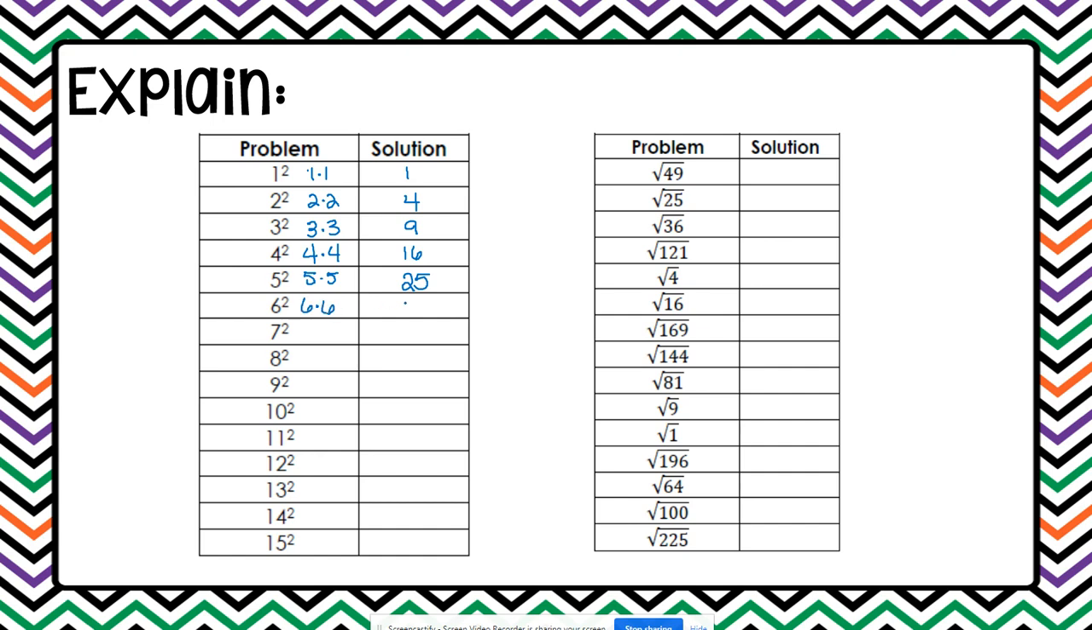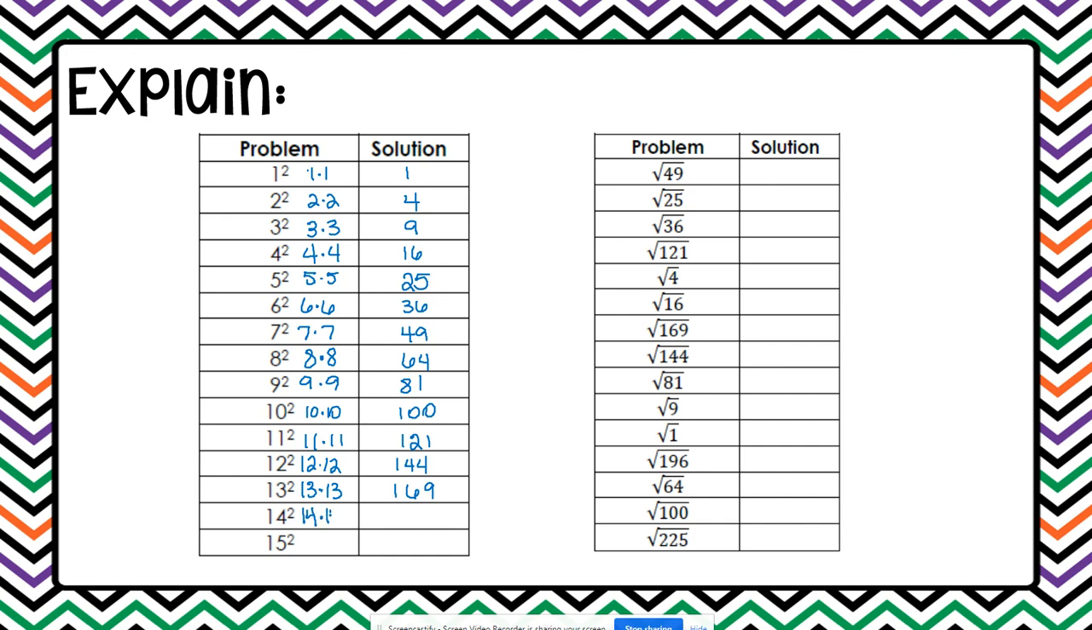6 squared is 6 times 6, which is 36. 7 squared is 7 times 7, which gives us 49. 8 squared is 8 times 8, which gives us 64. 9 squared is 9 times 9, which gives us 81. 10 squared is 10 times 10, which gives us 100. 11 squared is 11 times 11, which gives us 121. 12 squared is 12 times 12, which gives us 144. 13 squared is 13 times 13, which gives us 169.